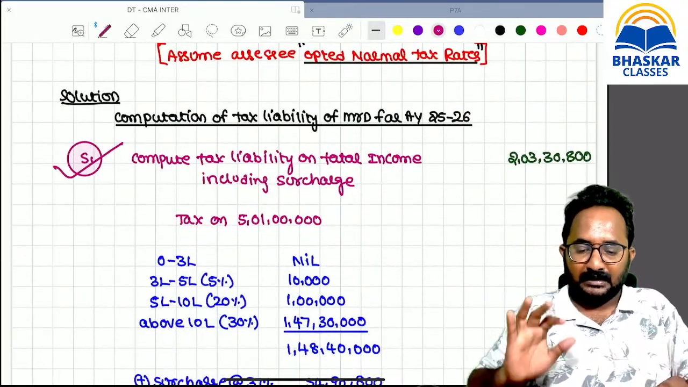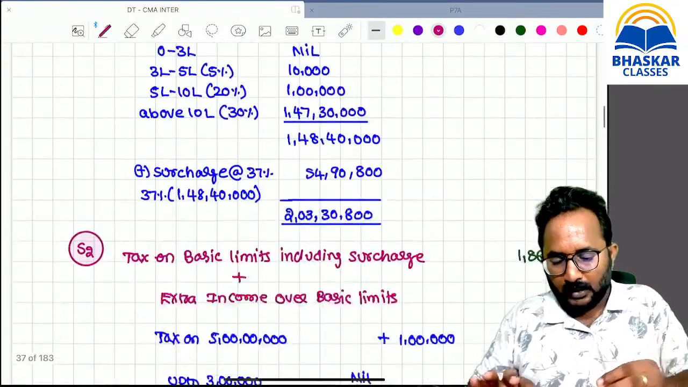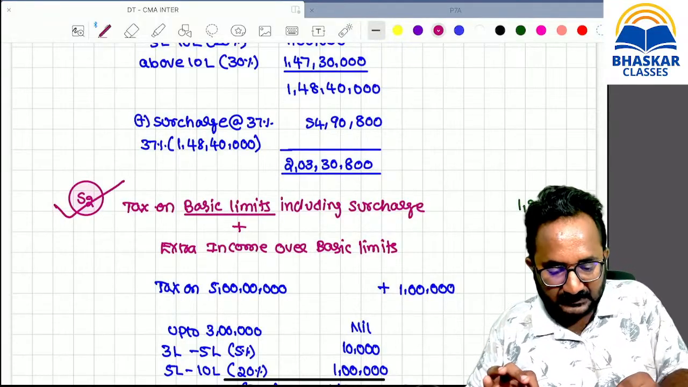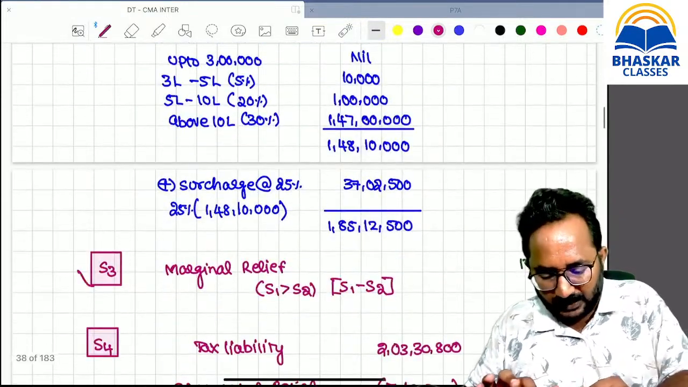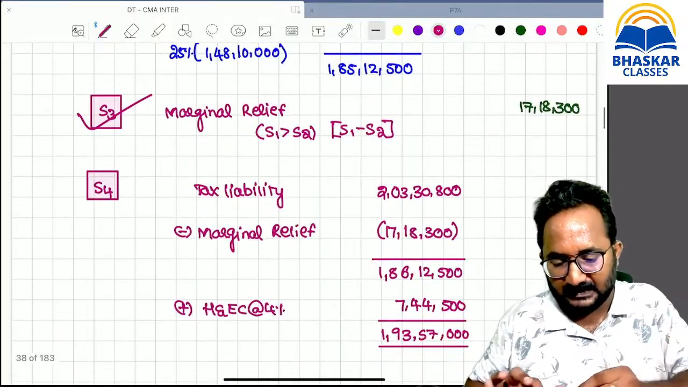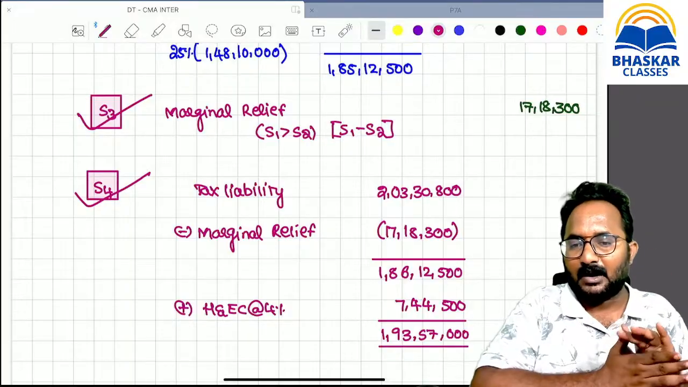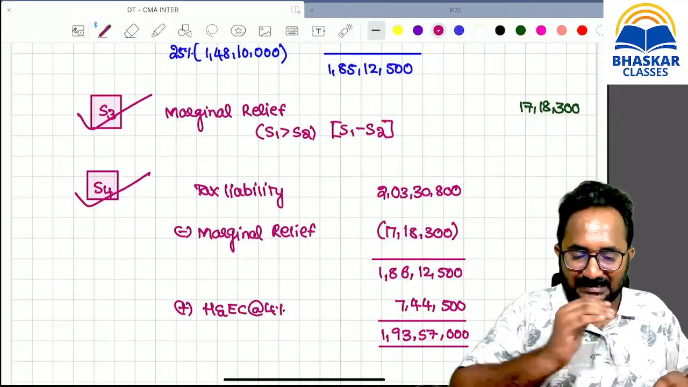Step 1, tax on total income including surcharge. Step 2, tax on the basic limit including surcharge, plus the extra income over the basic limit. Step 3, if step 1 is more than step 2, the difference between these two is called marginal relief. Step 4, tax liability minus marginal relief, you will get the tax liability. For that you have to add health and education cess.